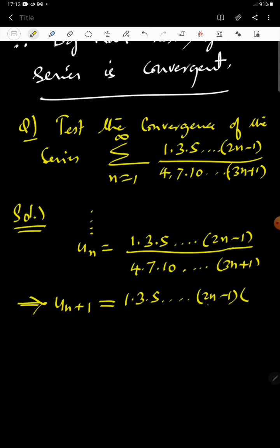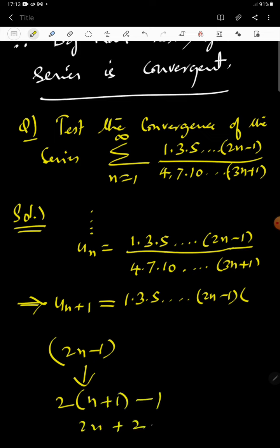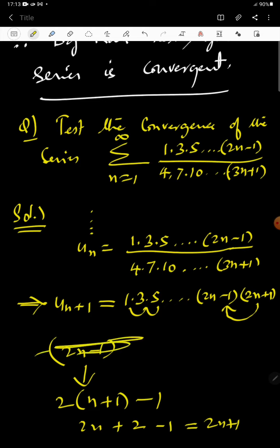The other way, un plus 1 will be this one with an extra factor. The extra factor comes here, and 2n minus 1 should be written as 2 into n plus 1 minus 1, that is nothing but 2n plus 2 minus 1, that is equal to 2n plus 1. So this is 2n plus 1. Now every factor has a difference of 2 units, and before 2n plus 1 will be 2n minus 1. So the other way you can see it in that way.